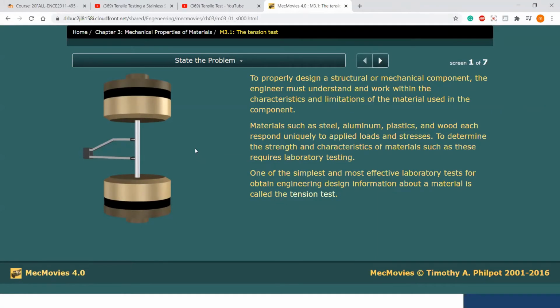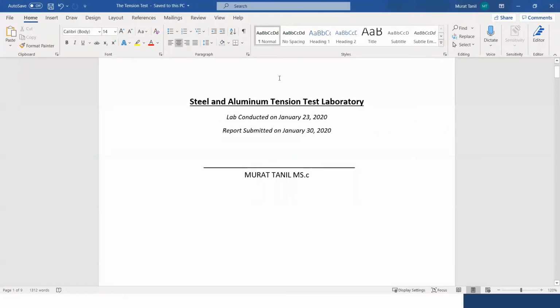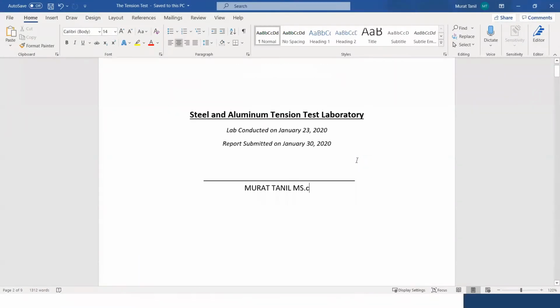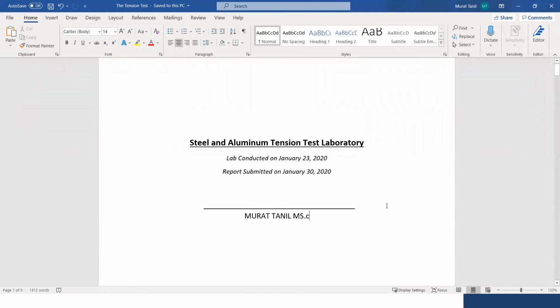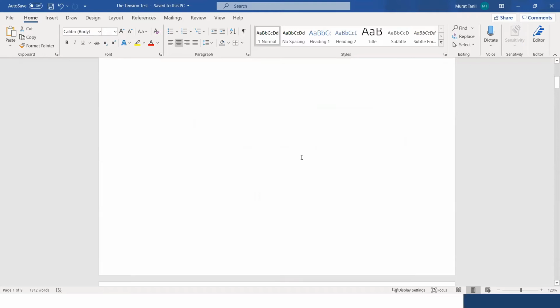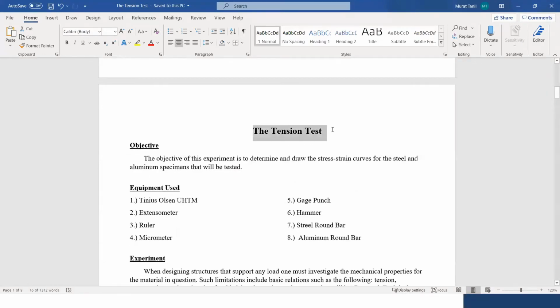But if you want to start in advance and develop your objective and theory section or equipment section, it is shown here. I have a sample report, steel and aluminum tension test. You have your title page. This is the way you need to construct your report. You should write your name, your signature, and the timestamp. The title of the report again, and the objective.